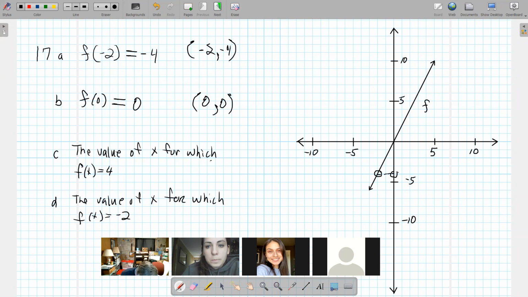So now what they want us to do is complete that ordered pair. So what is x when y equals 4? Well, y equals 4 is right about there, isn't it? So what's the corresponding x value? 2.